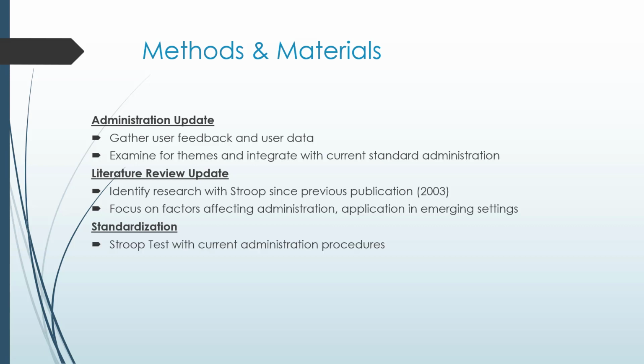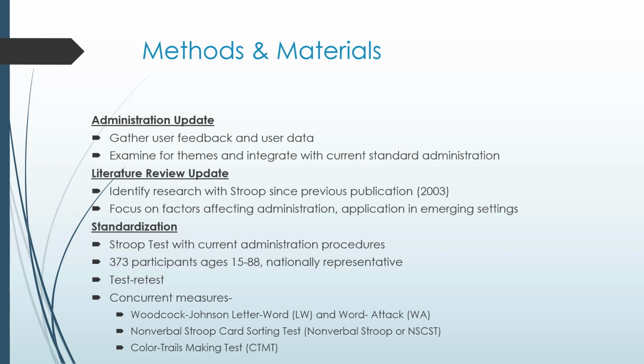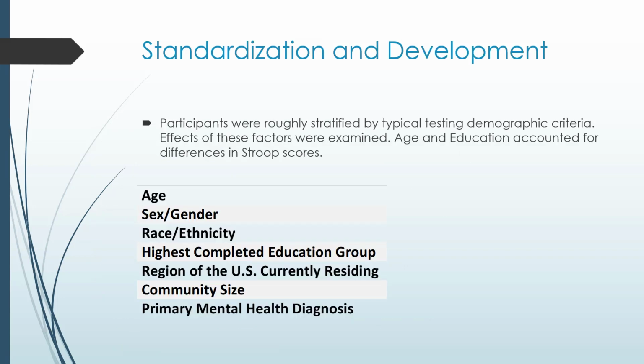With the standardization, the previous version of the Stroop test was used with the same administration procedures with a nationally representative sample of 373 individuals ages 15 to 88. We also looked at test-retest, so we gave some people the test and gave a retest up to 2 months later, and then looked at concurrent measures: the Woodcock-Johnson letter word and word attack, the nonverbal Stroop card sorting test, and the color trails making test. These measures were chosen based on theory. They're alleged to evaluate some of the same areas that the Stroop color and word test does.